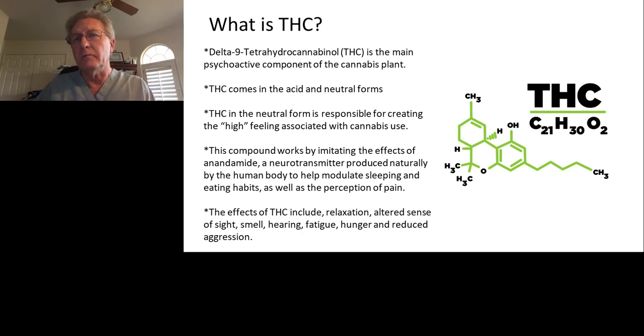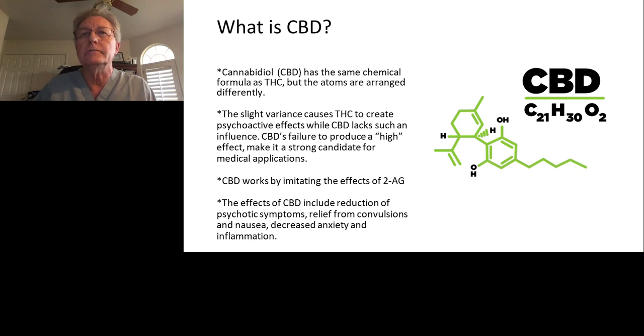THC in the neutral form is responsible for creating that high that people so commonly associate cannabis or marijuana with. This compound works by imitating the effects of anandamide, the endocannabinoid, a neurotransmitter produced naturally in the human body, to help modulate sleeping, eating habits, as well as the perception of pain. The effects of THC include relaxation, altered sense of sight, smell, hearing, fatigue, hunger, and reduced aggression.